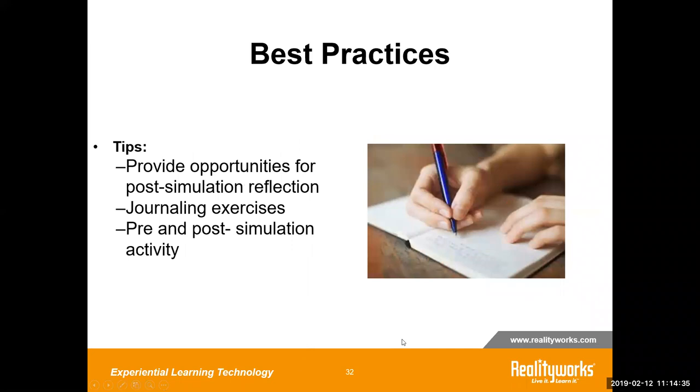A few more best practices. Provide opportunities for reflection after each experience. You could do this as a large group or a small group or even in pairs. You know, think pair share. Journaling exercises are a really good way to provide key questions for students to answer about their experience. And just always be thinking how you can provide that pre and post reflection activity in your exercises.